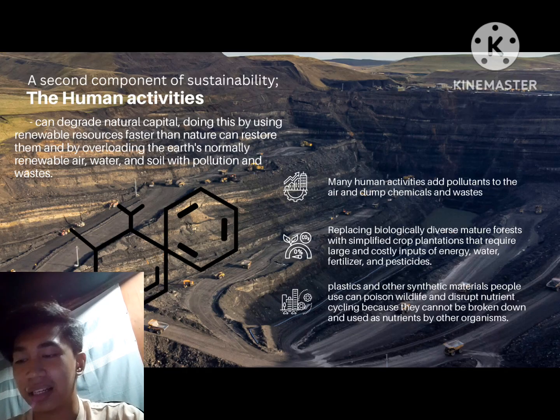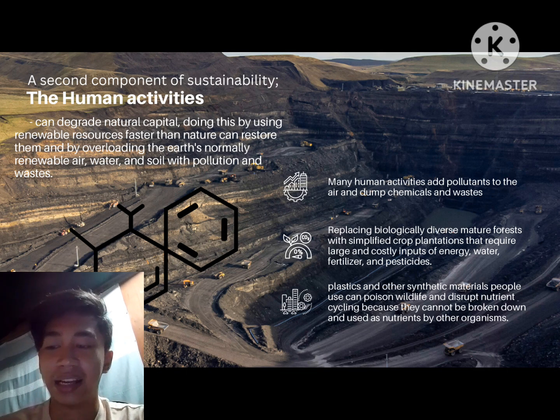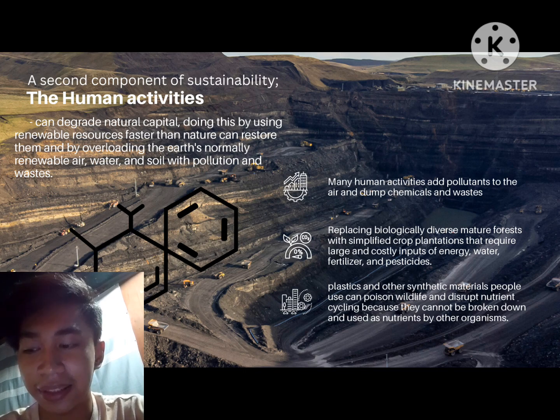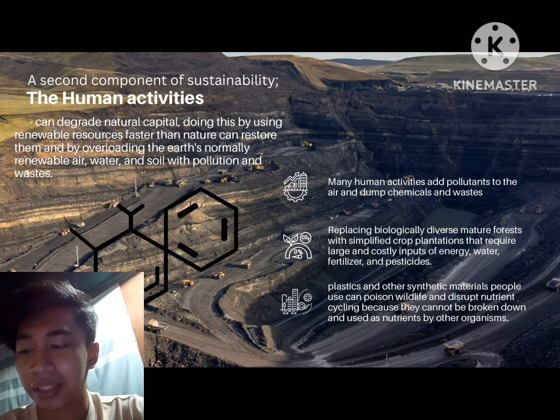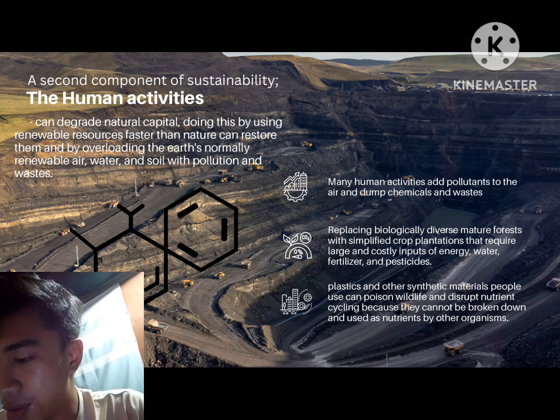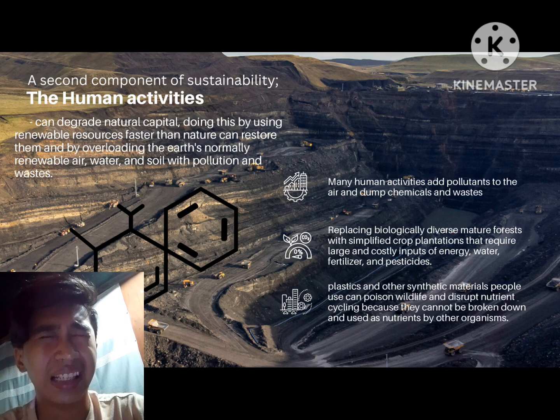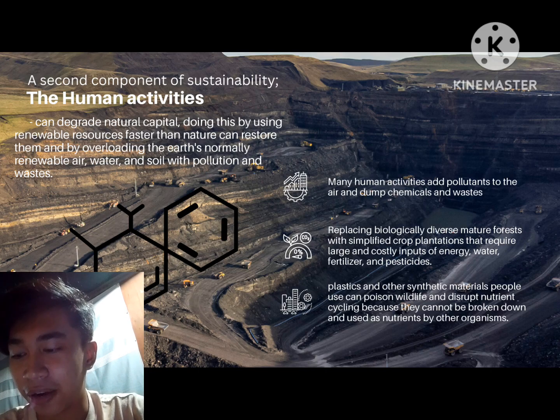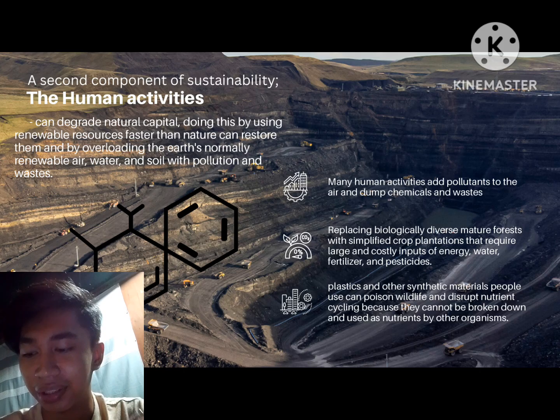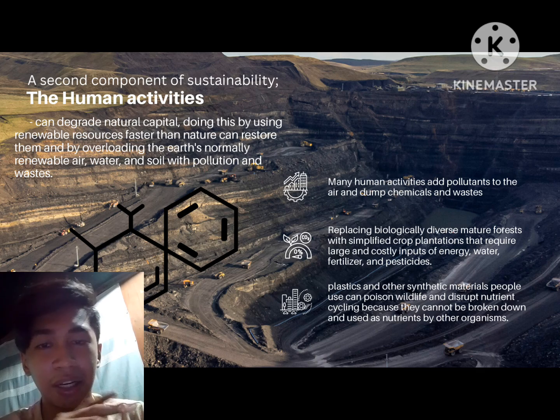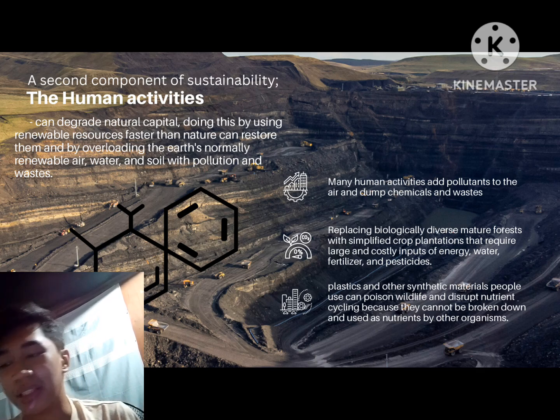Next slide, the second component of sustainability is that human activities can degrade natural capital. Doing this by using renewable resources faster than nature can restore them, and by overloading the earth's normally renewable air, water, and soil with pollution and waste. So this means that natural resources become contaminated.